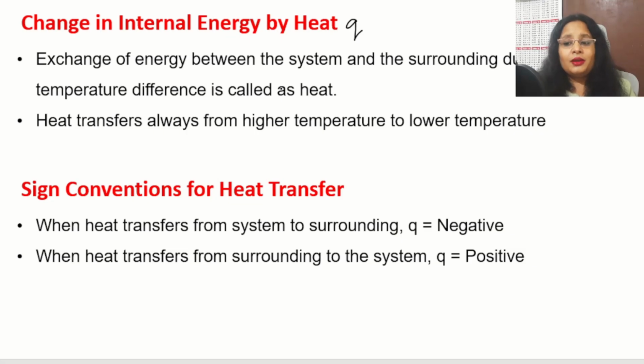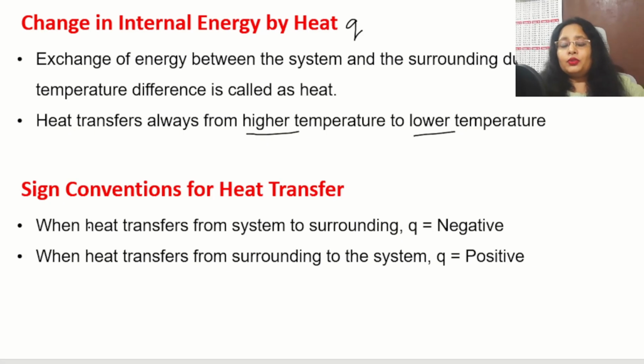Exchange of energy between the system and the surroundings due to a temperature difference is called heat. This is the actual definition of heat. The second and important point is that heat always transfers from higher temperature to lower temperature. If the system temperature is higher than the surrounding temperature, the heat will go out from the system to the surroundings. If the surrounding temperature is higher than the system temperature, then heat flows from the surroundings to the system. It means heat always transfers from higher temperature to lower temperature.